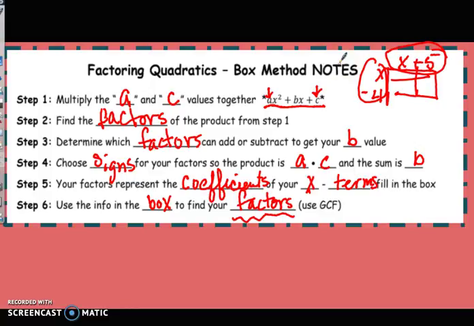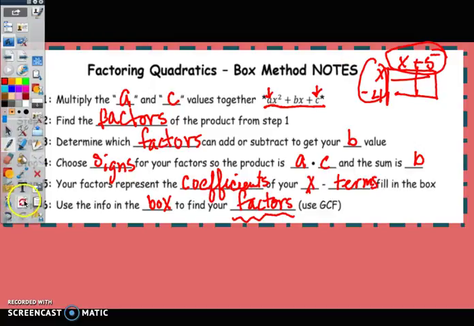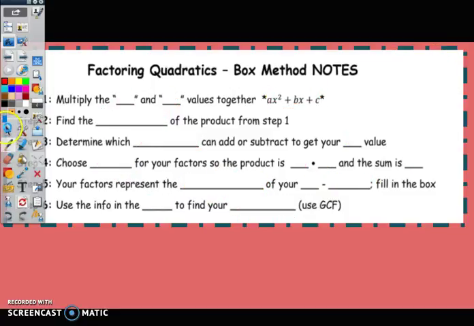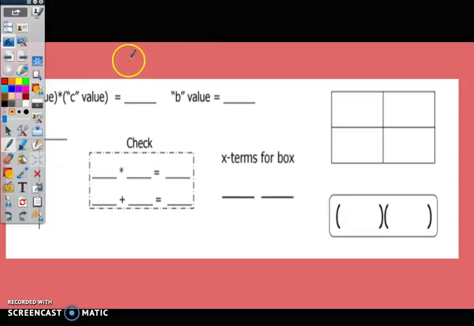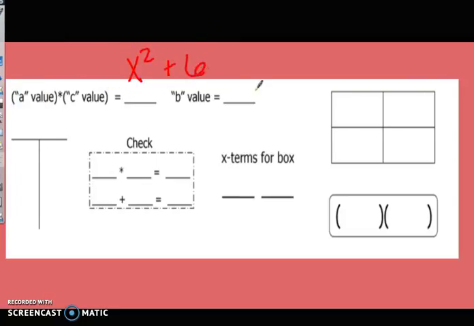Okay, again, right now this seems very abstract. Once we start putting it in step by step, it'll make a little bit more sense. Okay, so let's try first. What is my problem? I have x squared plus 6x plus 8. What is a times c? Because that's my first step, a times c. Right, so that would be 8. What's my b value? 6. So I need to identify those two things first.